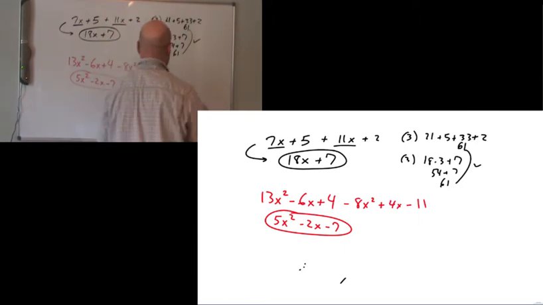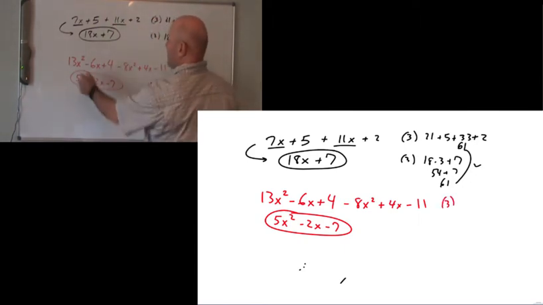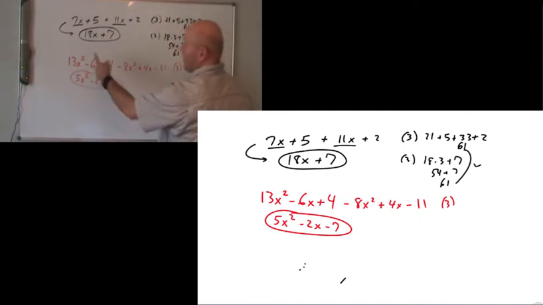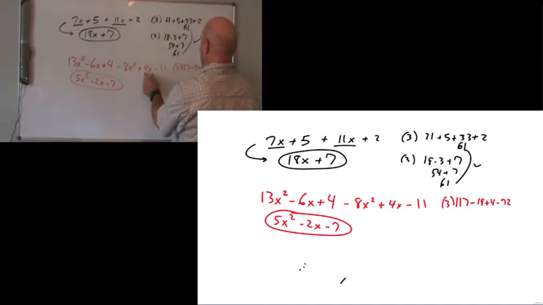Let's do a quick check. So let's plug in a 3. So that's going to be 13 times 9, and 3 squared is 9, so that's going to be 90 plus 27, so that's 117. Minus 18 plus 4 minus 8 times 9, which is 72. Plus 4 times 3, which is 12, minus 11.